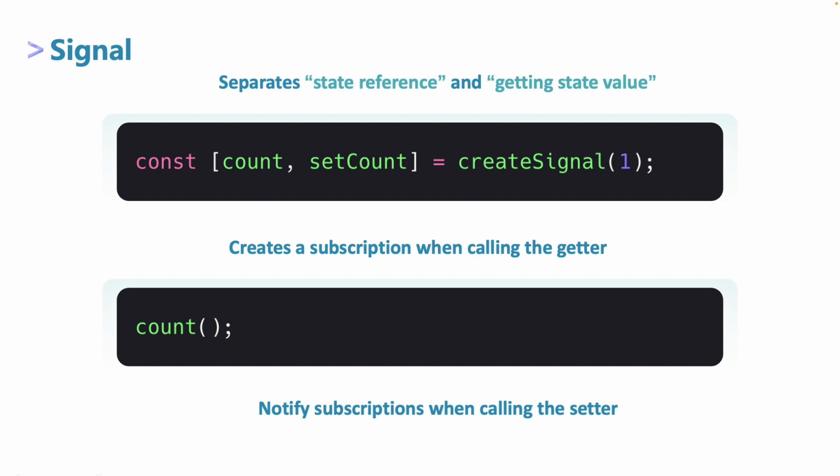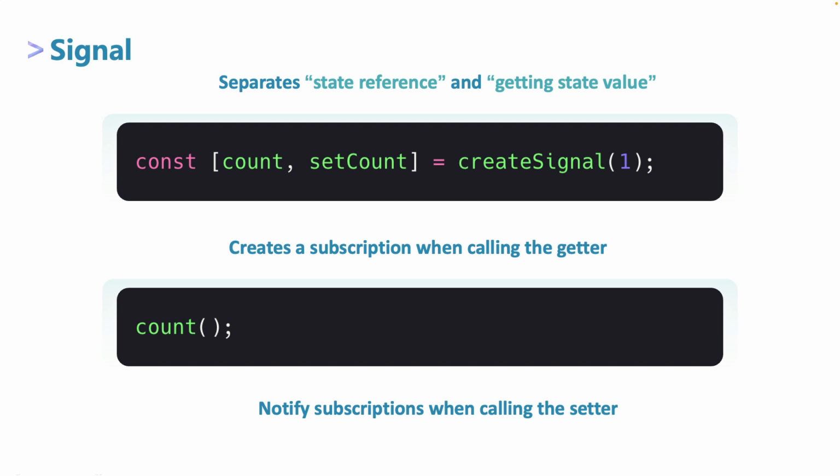So if we are able to create some subscriptions when we call the signal, like if we're able to listen when the signal is being called, then when the signal value changes, we can notify all the subscriptions when that happens. Which means that with signals, we are now able to be more fine-grained and more targeted to know when the signal is being used, and we have a smaller scope to subscribe to the signal changes.